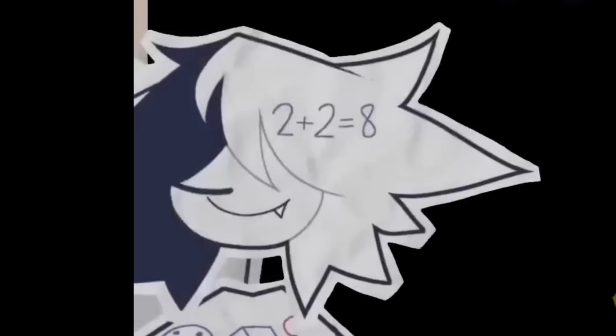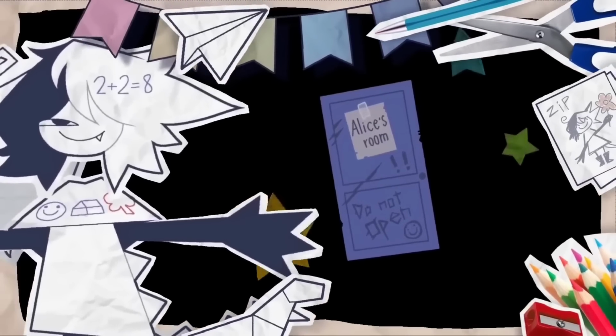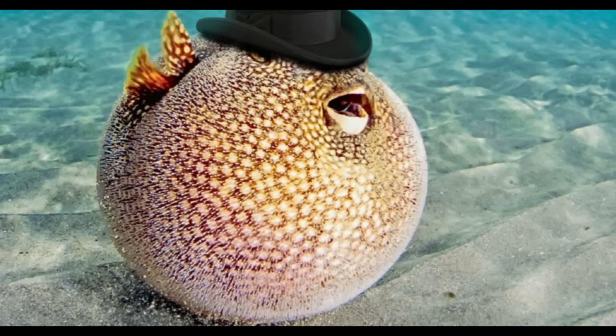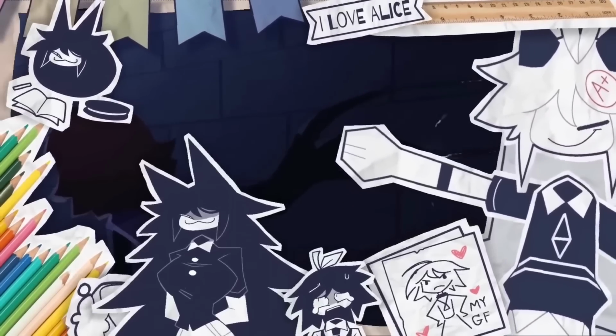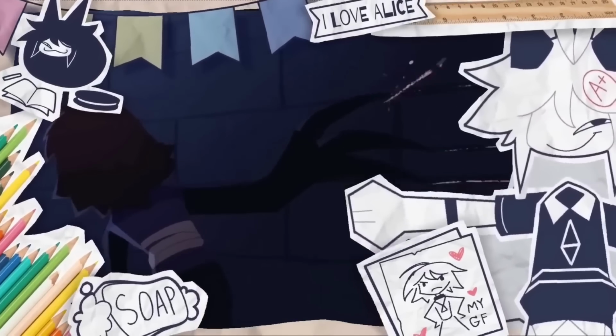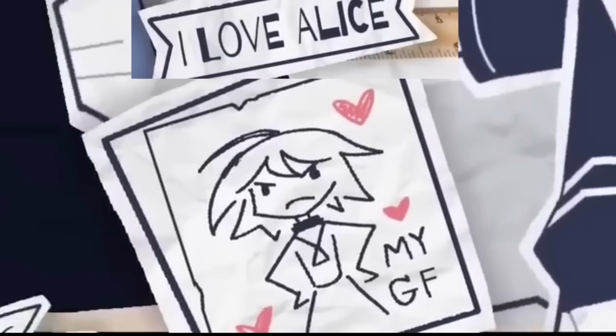The door for— get the fuck out of here, Zip. The door for Alice's room shows up again. Are we finally gonna know what's inside? Kind of. We get our first look at Alice. Get out of the way! She's gotta be a demon or something. Look at those hands. And again, Oliver talking about how he loves Alice so much. What the hell do you see in her, you weirdo?